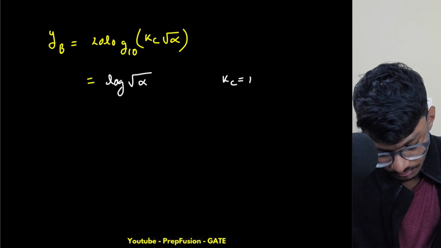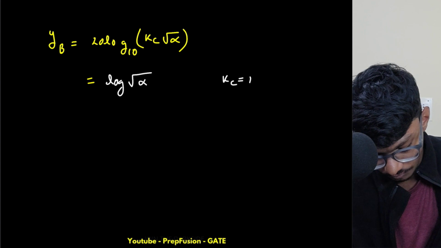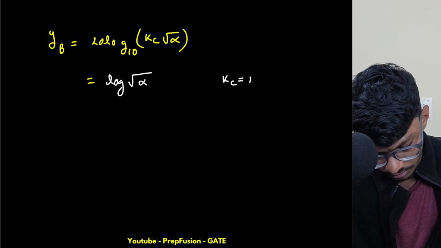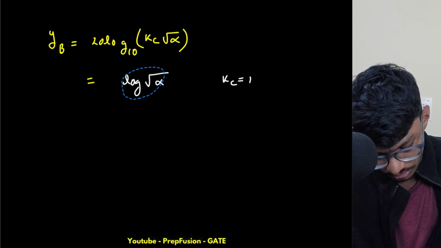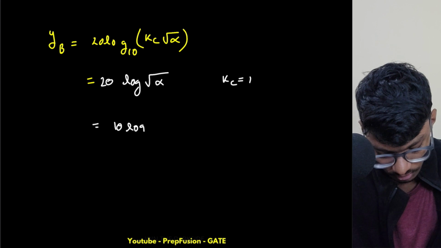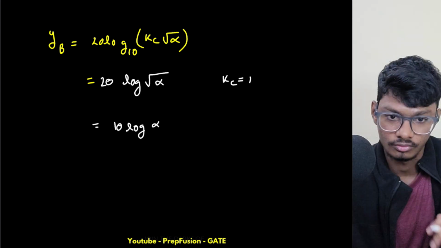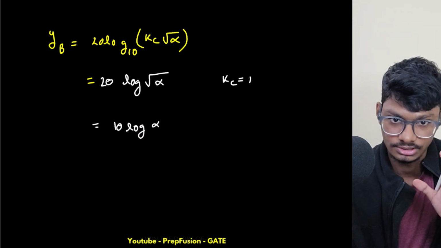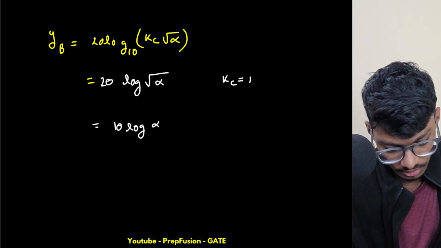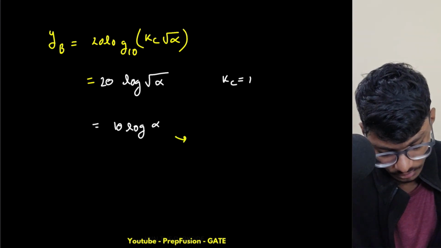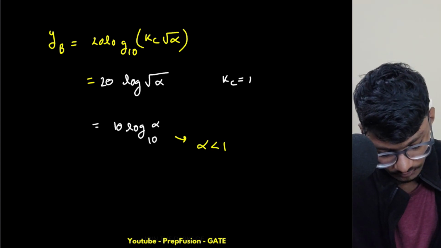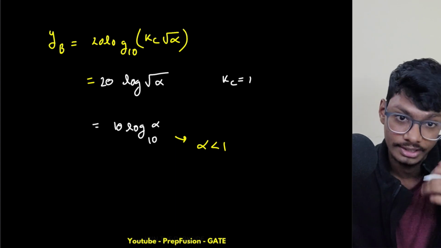So this will be something like 20 log under root alpha, and sorry, there will be 20 also here, right? Kc is equal to 20 log of root alpha, and this equals 10 log of alpha. Now what we know is that our alpha is less than 1. So if alpha is less than 1, then obviously we're getting some attenuation.